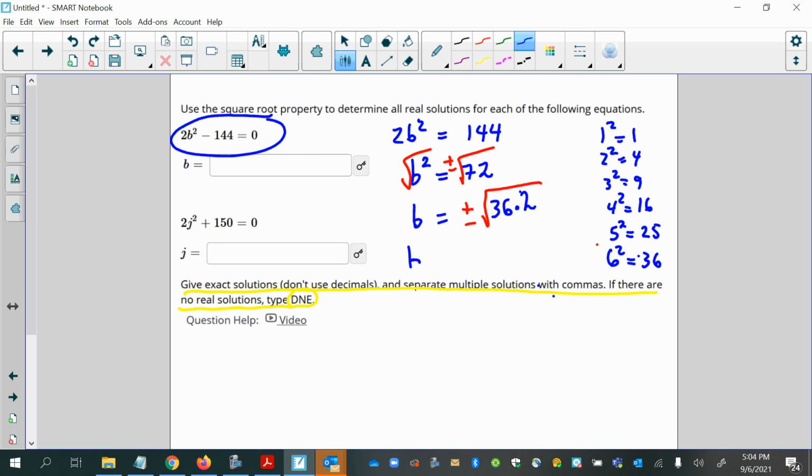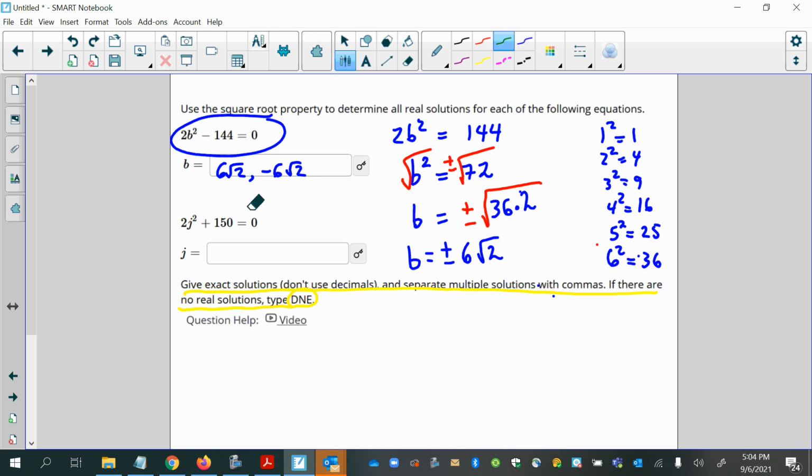So what we're going to have is b equals plus or minus the square root of 36, which is 6, and the 2 is still trapped under the radical. So that is what you'll want to enter here. You'll want to enter 6 square roots of 2 and negative 6 square roots of 2 as your answers.